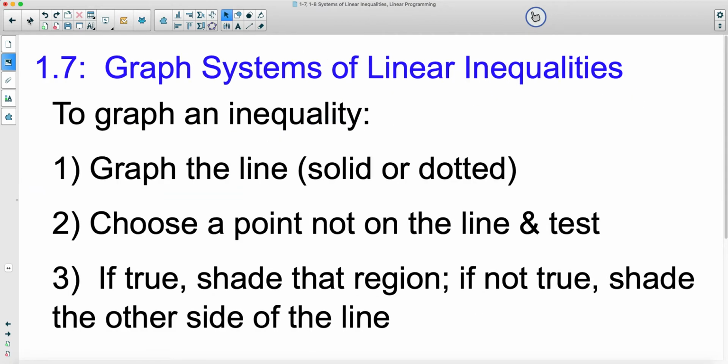So a little bit of review for graphing inequalities. We've done these already. So you graph the line, make sure you check if it's solid or dotted. And then number 2, you're going to choose a point not on the line and then test, which means plug it in to see if it works. If that point does work, then we should have shading there. If that point does not work, you should not have shading where that point is.